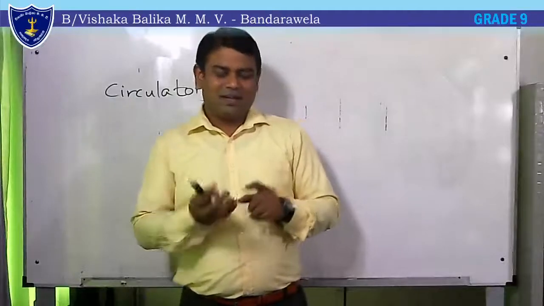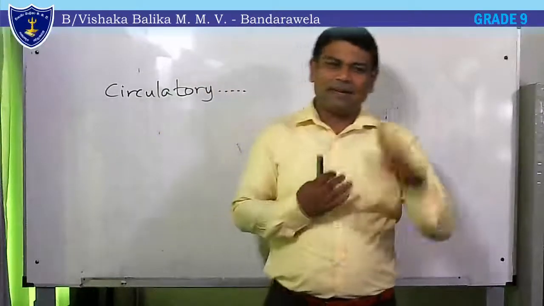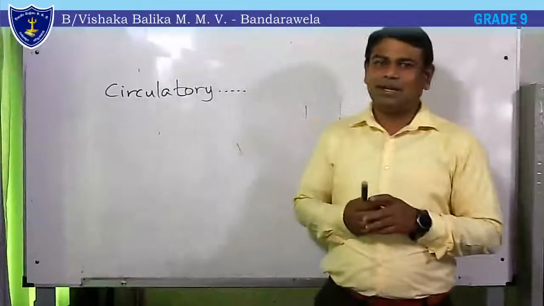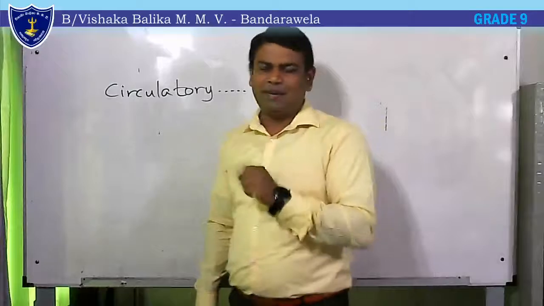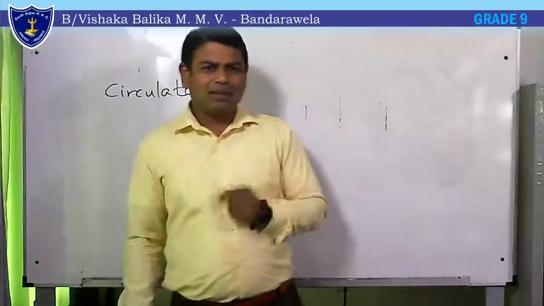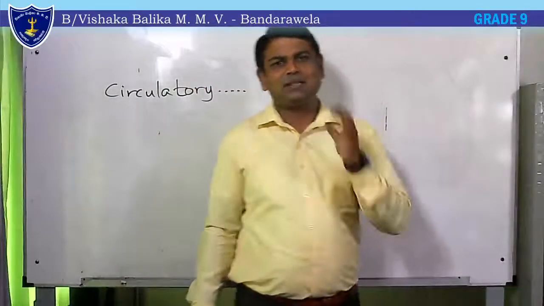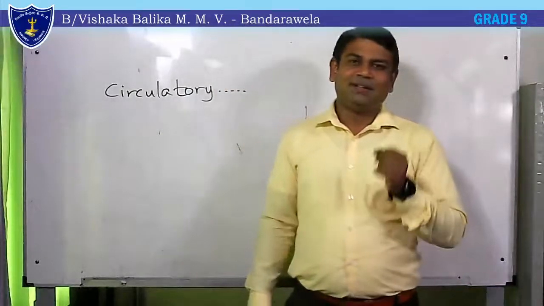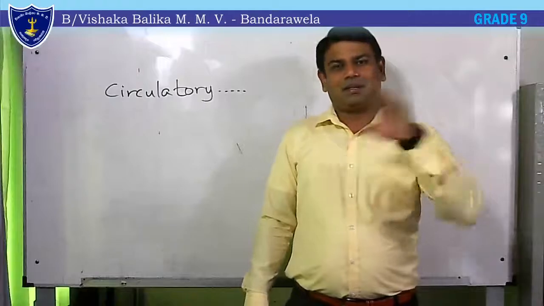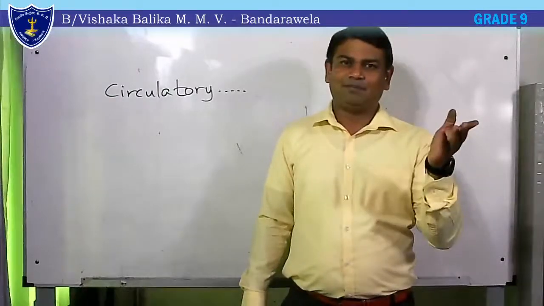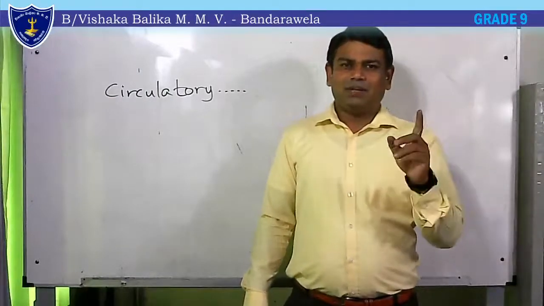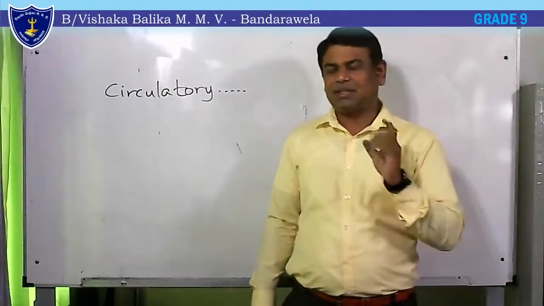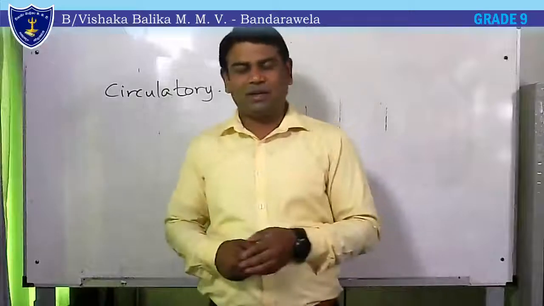So there should be a system to carry this around the body. That system should contain some basic components. Our circulatory system is famous as the blood circulatory system, because it circulates the blood. Basically, there are three components in the human blood circulatory system.